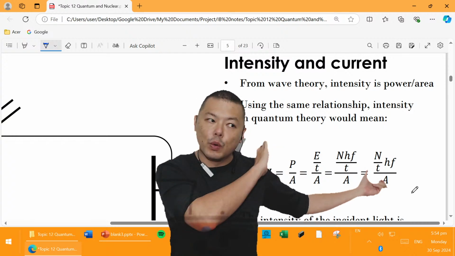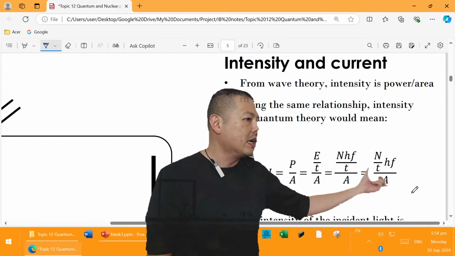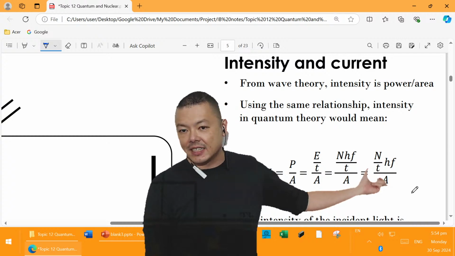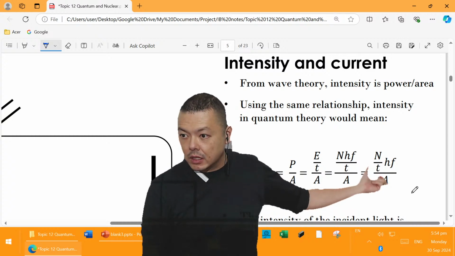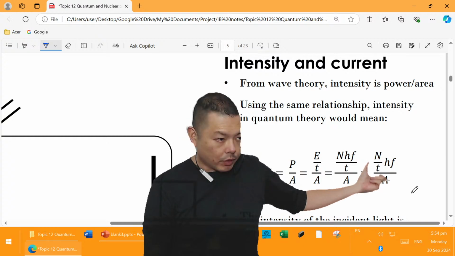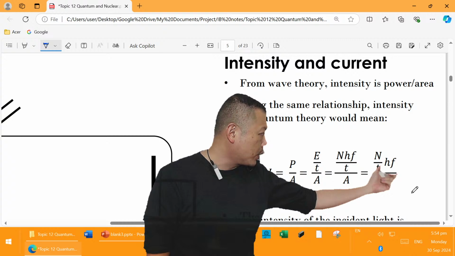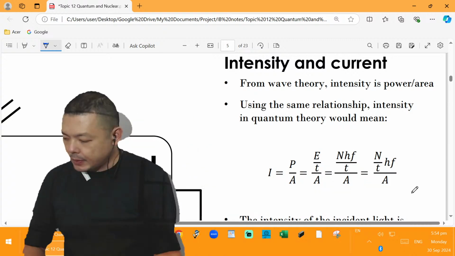Some people will not even realize that intensity for quantum is based on this equation. They'll just think that intensity is just the number of photons only. So please take note that there are two factors to it: the rate of photons and the frequency of each photon, the energy of each photon. Are we clear on this? Okay.